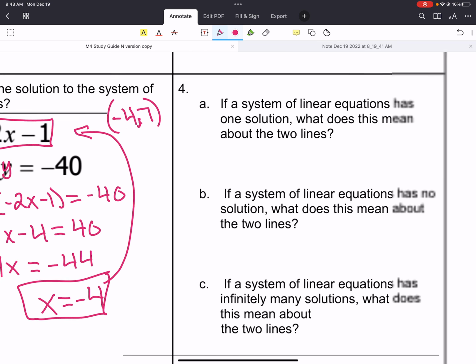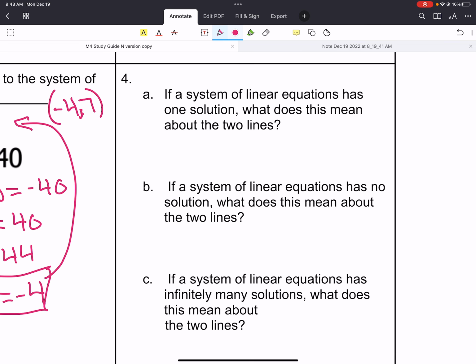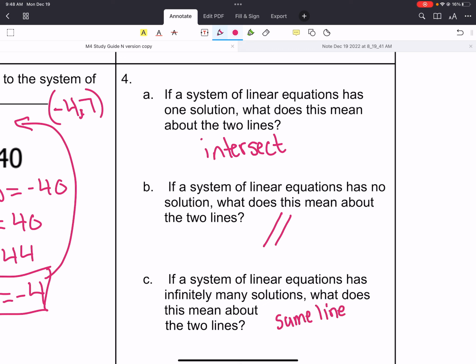Number 4, if a system of linear equations has one solution, what does that mean about the two lines? It means they intersect. If a system of linear equations has no solutions, what does that mean about the two lines? It means that they are parallel. And if it has infinitely many, it means it's the same line. We graph it, they graph right on top of each other. It's the same line.